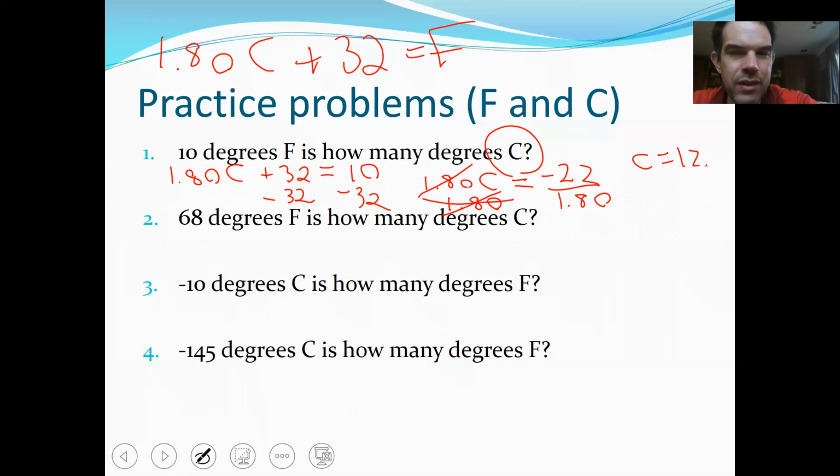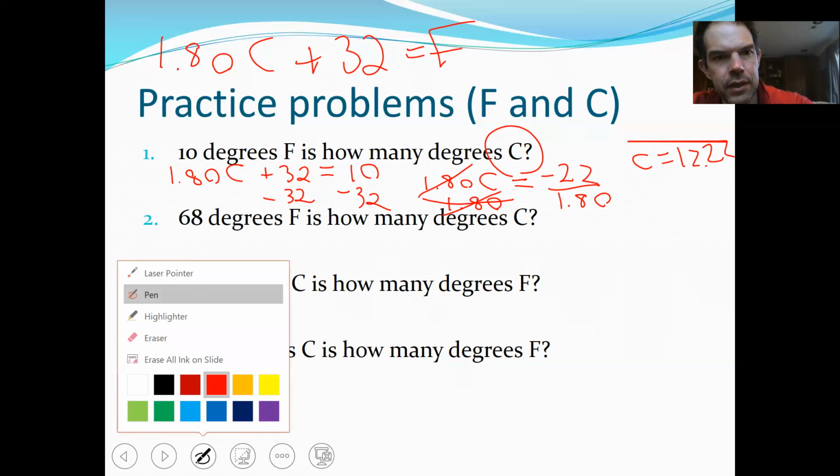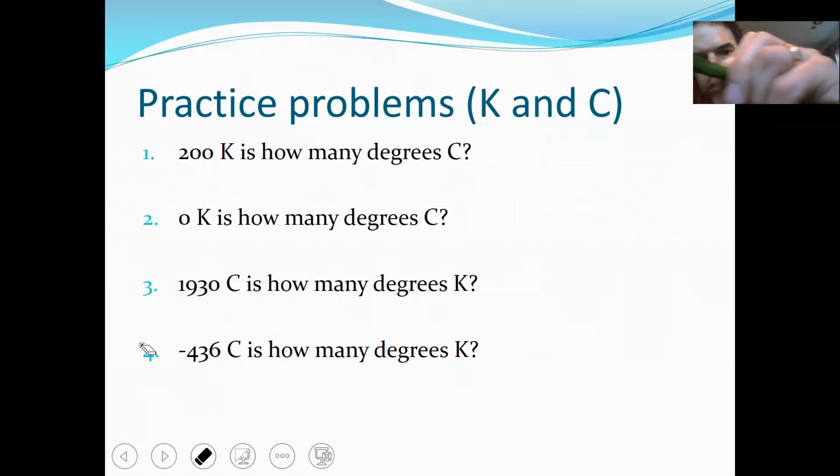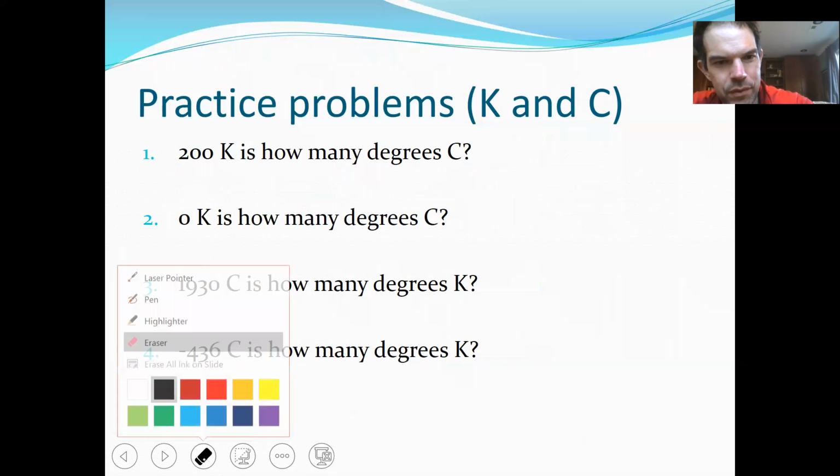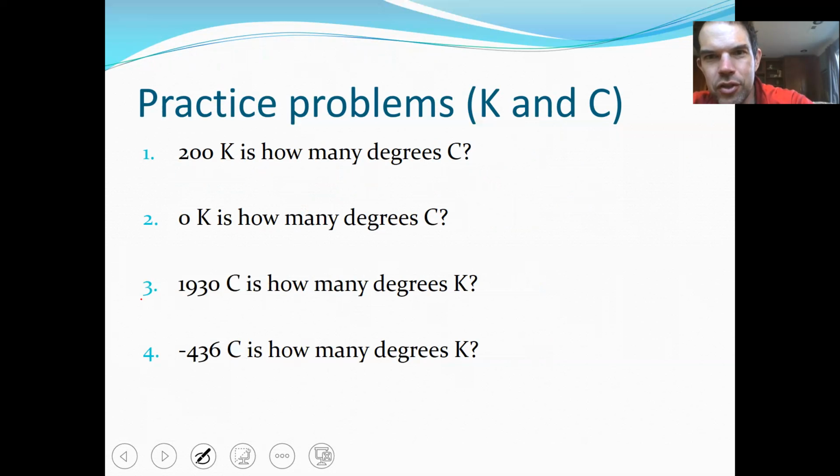Now, how many sig figs? It's rather complex to calculate this because there's some subtraction involved. I'm not going to hold you accountable to sig figs and scientific notation on temperatures. The answer should be negative 12.2 or 12.22 or whatever, in Celsius.